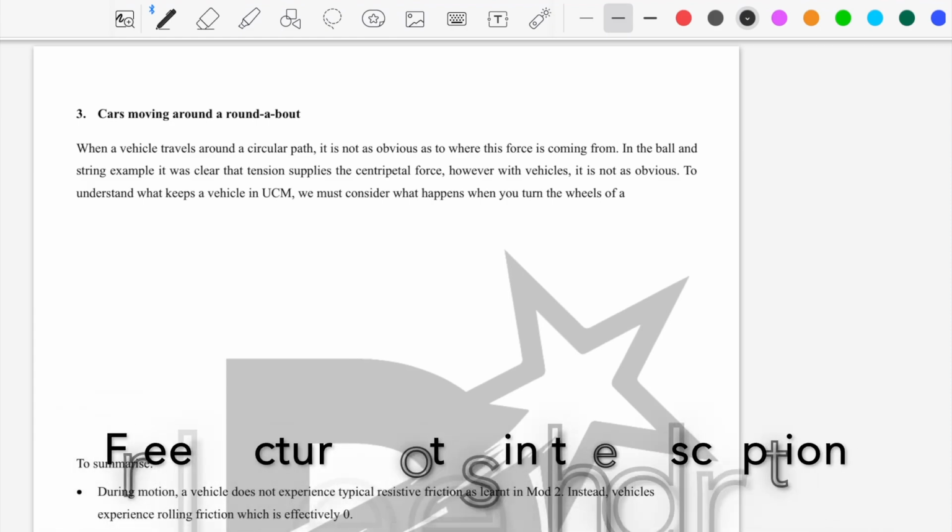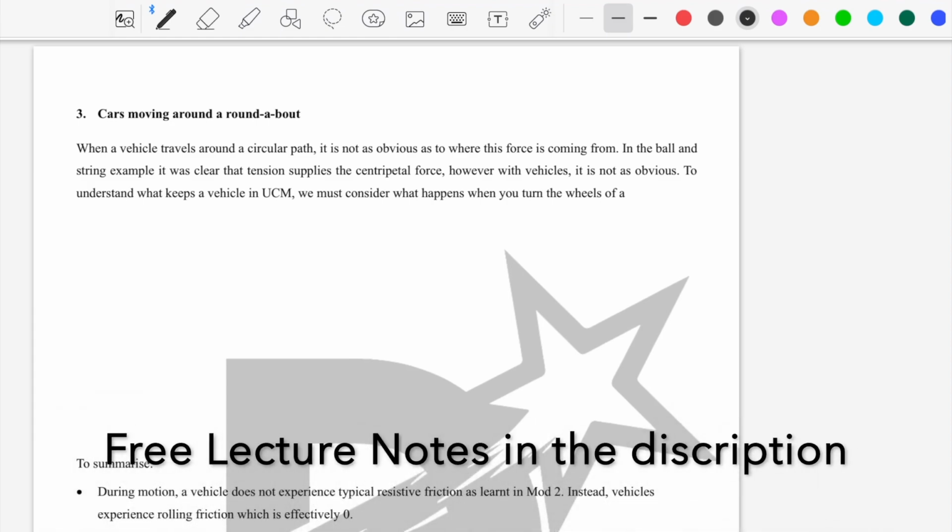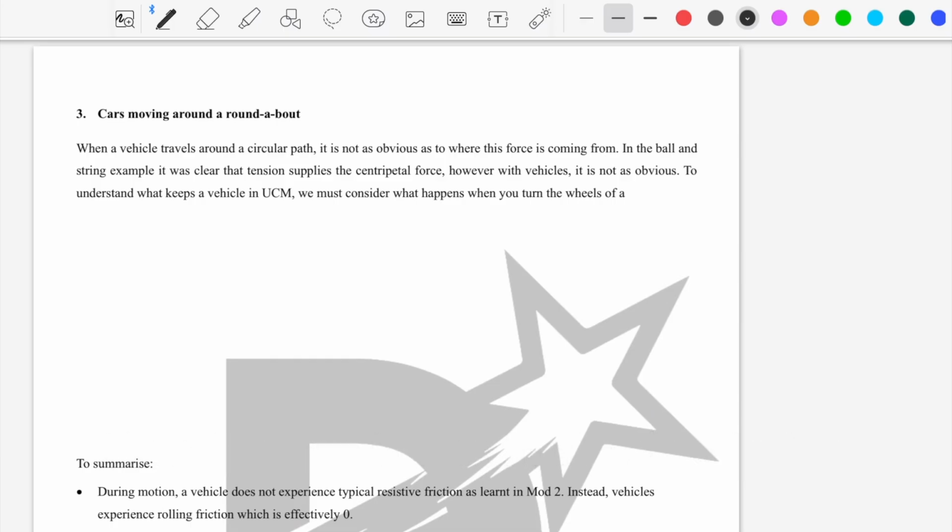All right, so as requested, we are going to be going through how to solve questions involving friction on a flat surface. So the common example that you will see is a car moving around a roundabout, or some kind of vehicle. So the question that we need to ask ourselves is, how do cars travel around a roundabout? What provides those forces?